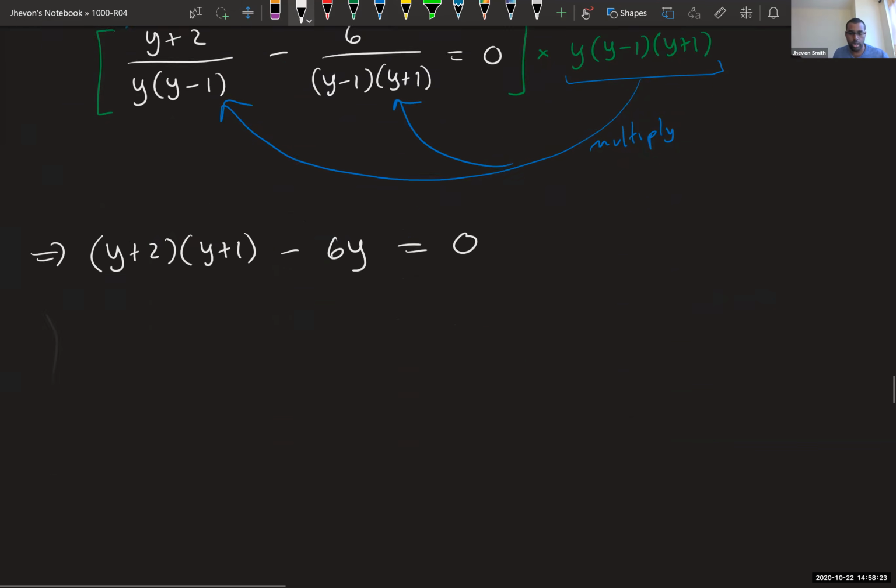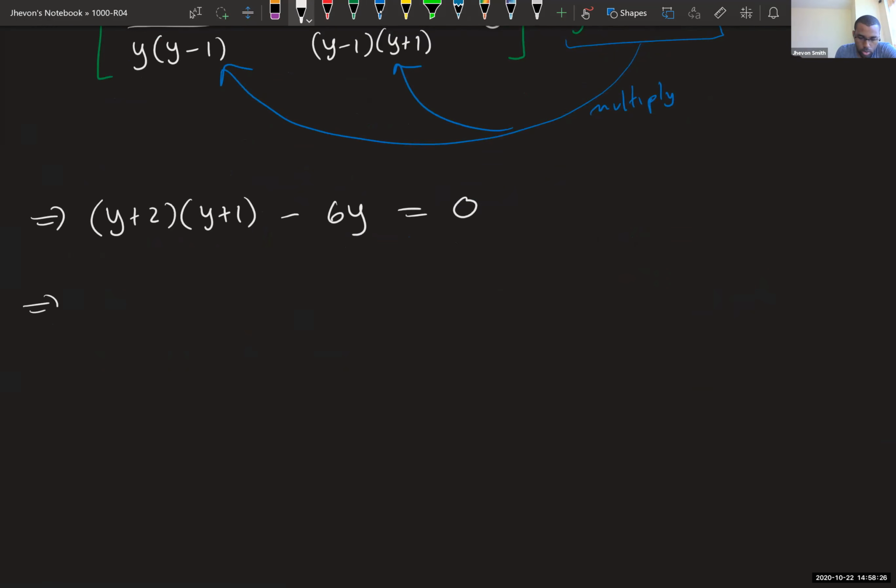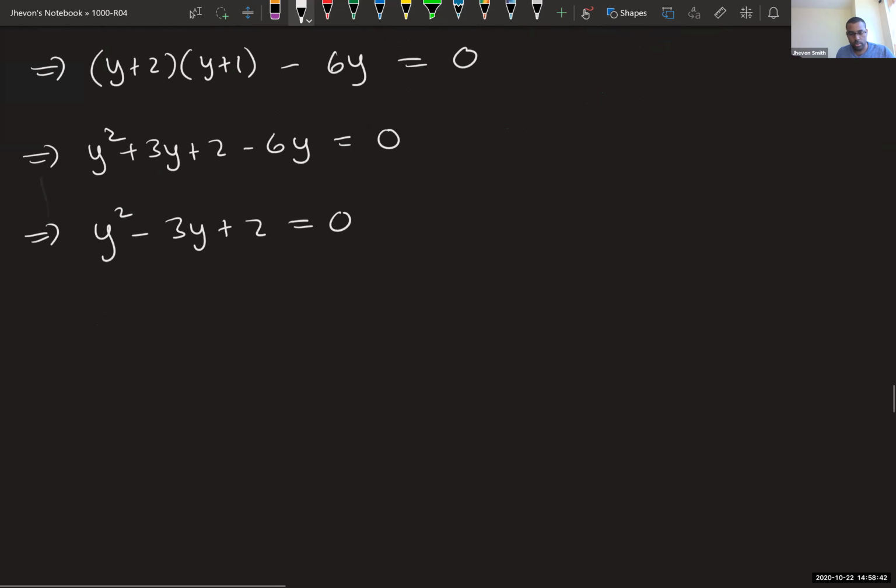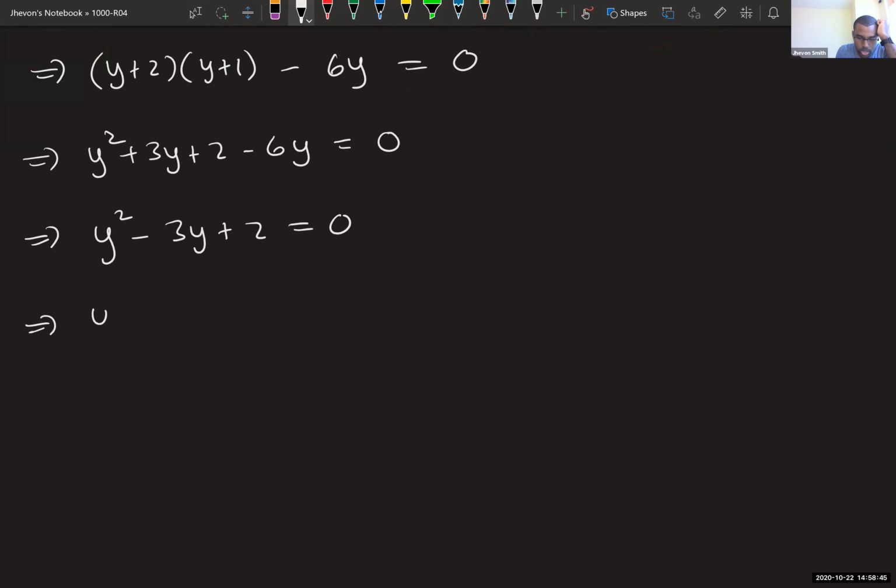So now we're in a situation where there are no fractions to worry about, and we've been in this situation before. Expand everyone, refactor. So this is y squared plus 3y plus 2 minus 6y. So this is going to be y squared minus 3y plus 2 equals 0. This is going to be a minus 2 and a minus 1. And so this means your y equals 1 or your y equals 2.